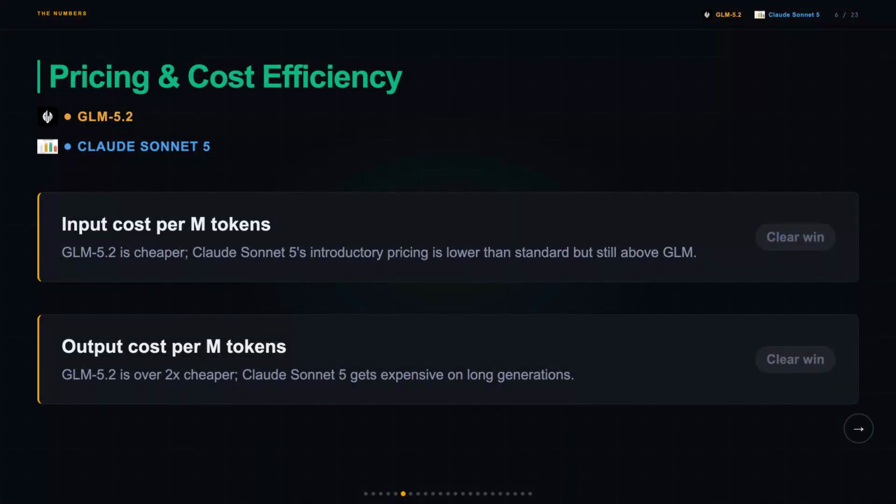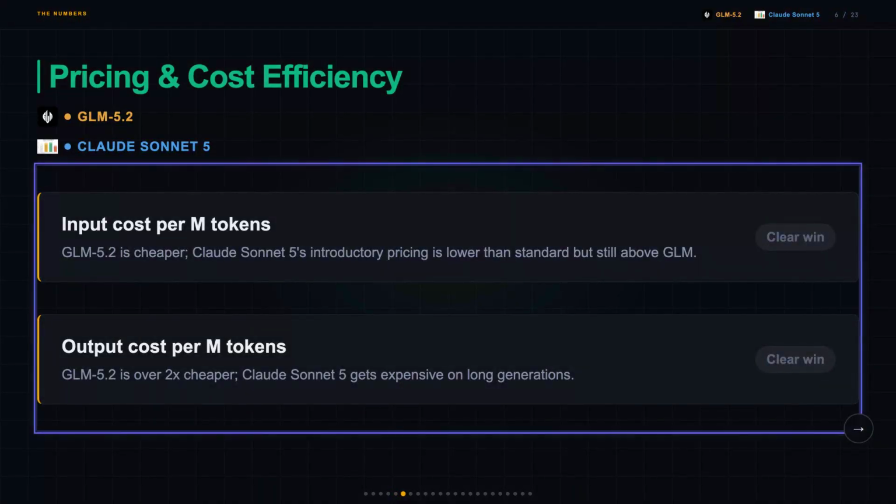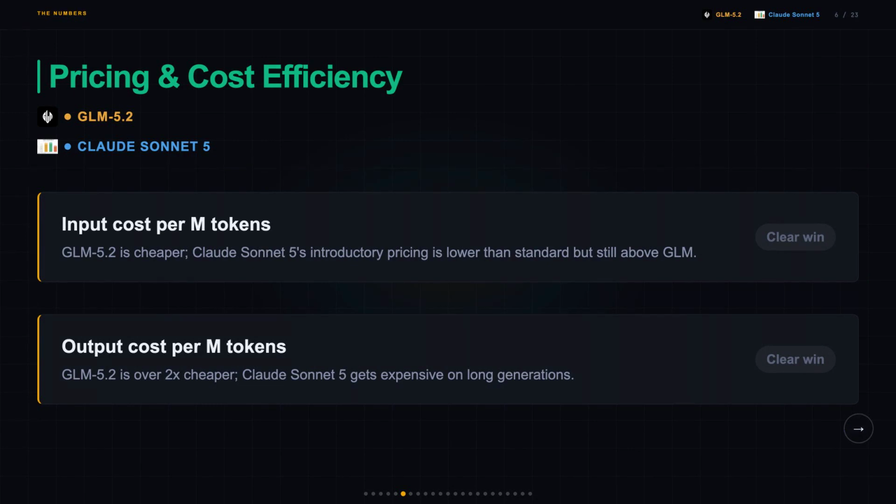Looking at the published API pricing for both models, GLM 5.2 comes in at $1.40 per million input tokens and $4.40 on output, while Claude Sonnet 5 is $2.00 input and $10.00 output at the introductory rate, which goes to $15 per million output after August 2026. And GLM 5.2 also has a cached input rate of 0.26 per million that Claude hasn't published at all.